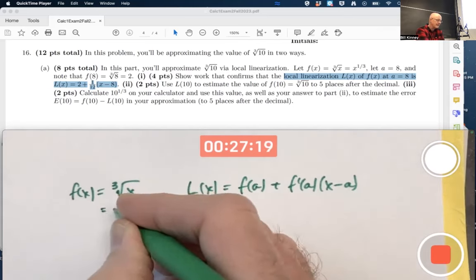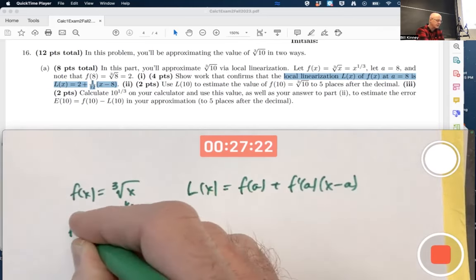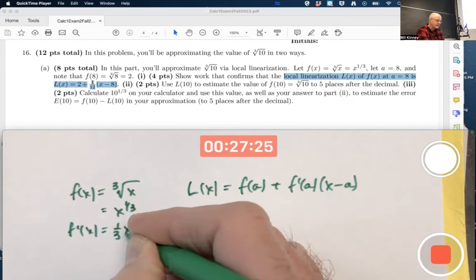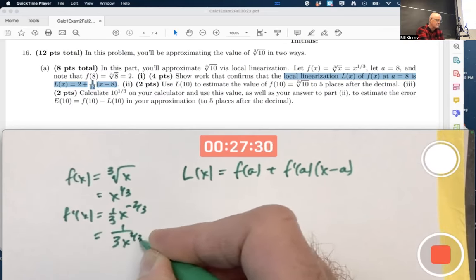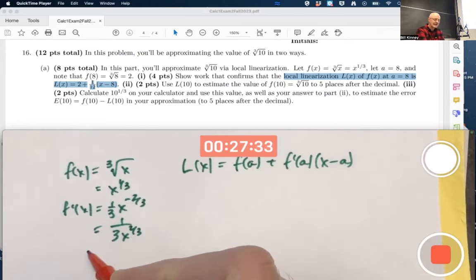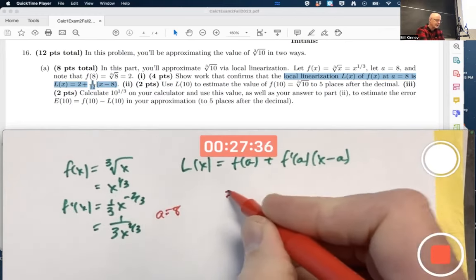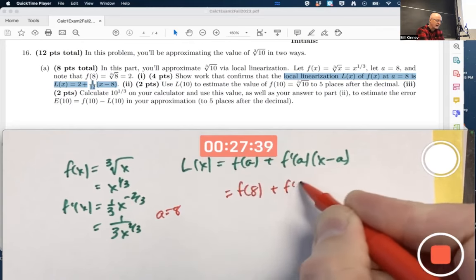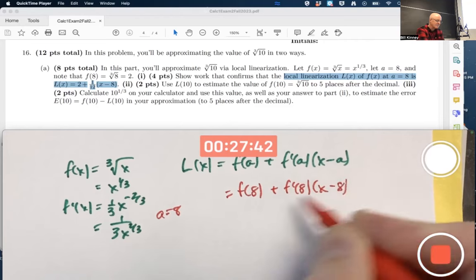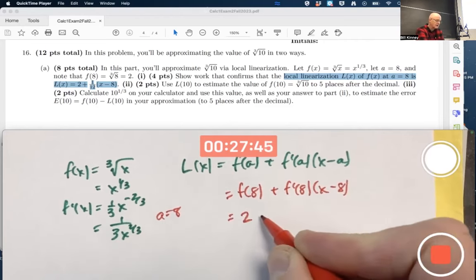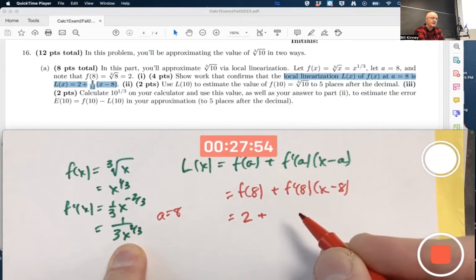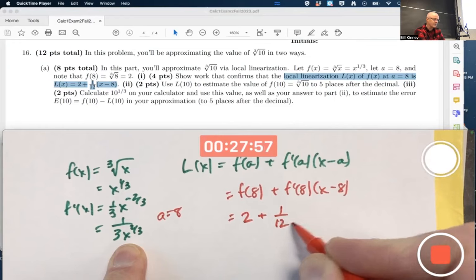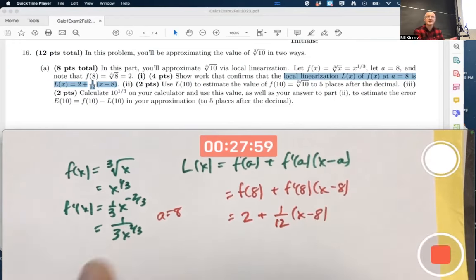So you need f of x, which we already have. You also need its derivative, 1/3 x to the negative 2/3, which is the same as 1/3 over x to the positive 2/3. a is 8. So we get f of 8 plus f prime of 8 times (x minus 8). f of 8 is the cube root of 8. That's 2. f prime of 8: plug in 8 for x there. 8 to the 1/3 is 2. Then when you square that, you get 4. 3 times 4 is 12. You do get 1/12 for the derivative. There you go. That's all you have to do.